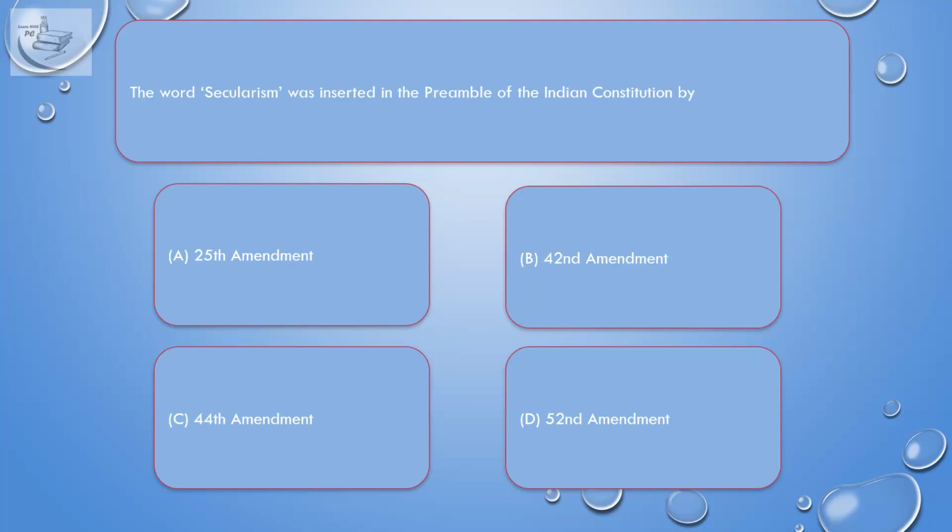Question: the word secularism was inserted in the preamble of the Indian Constitution by A. 25th Amendment, B. 42nd Amendment, C. 44th Amendment, D. 52nd Amendment. Correct answer is B. 42nd Amendment.